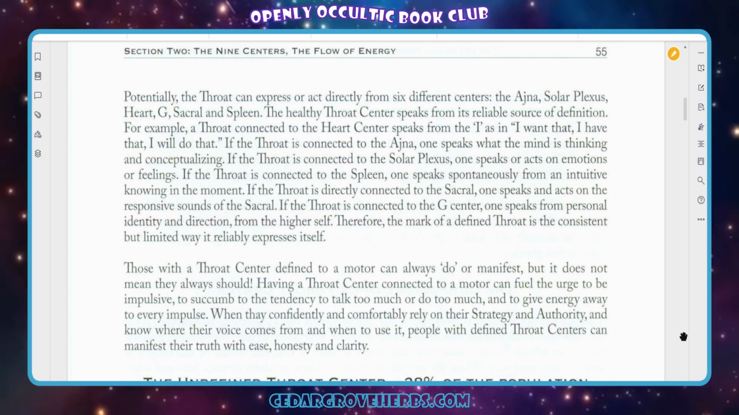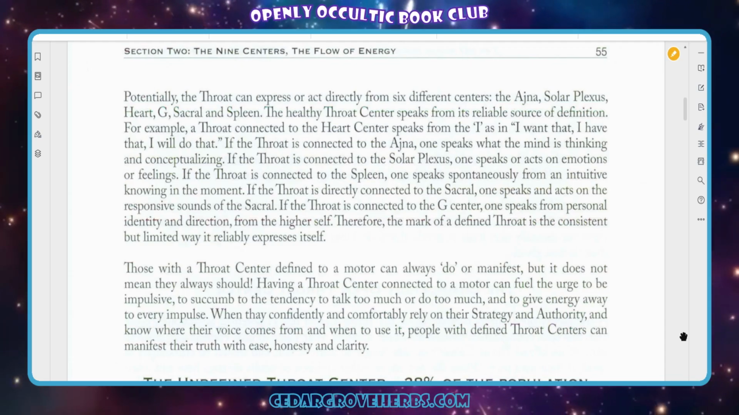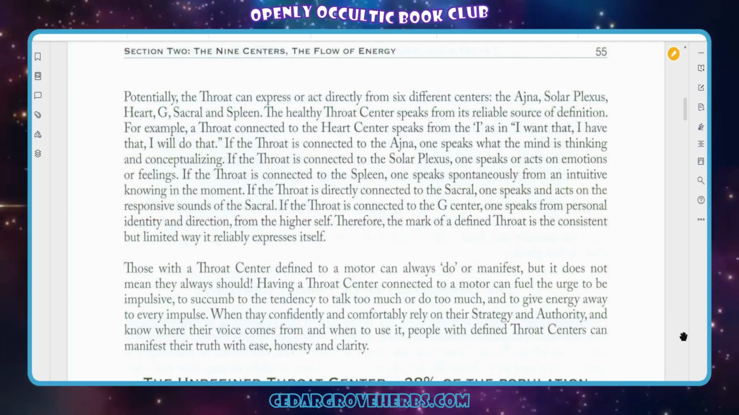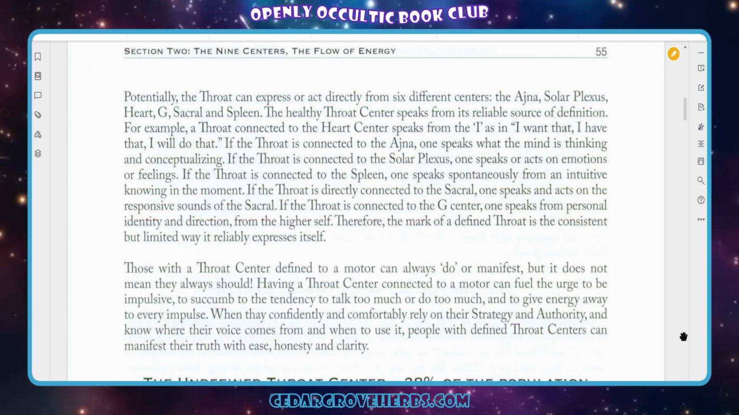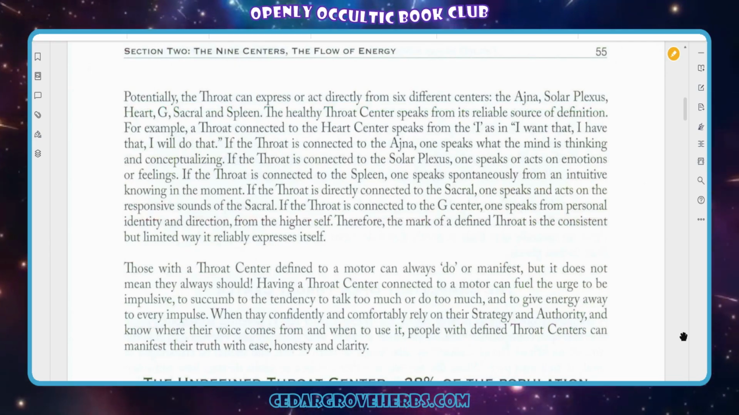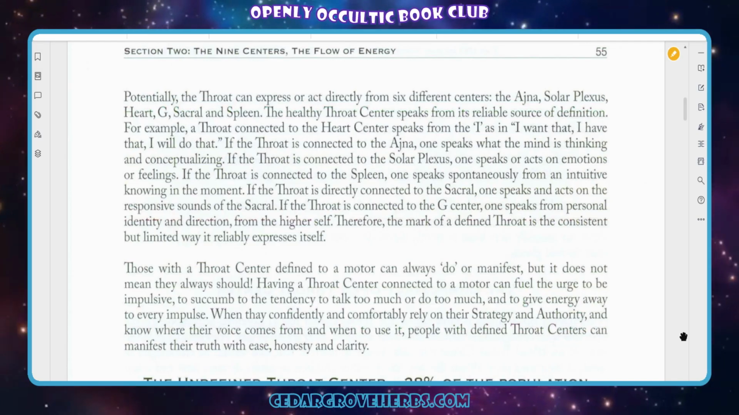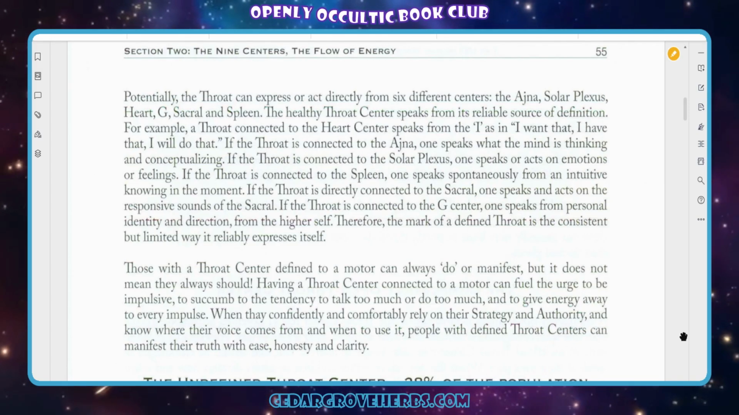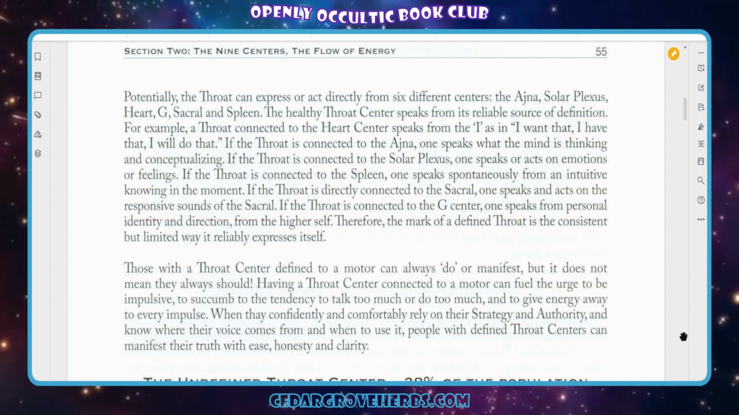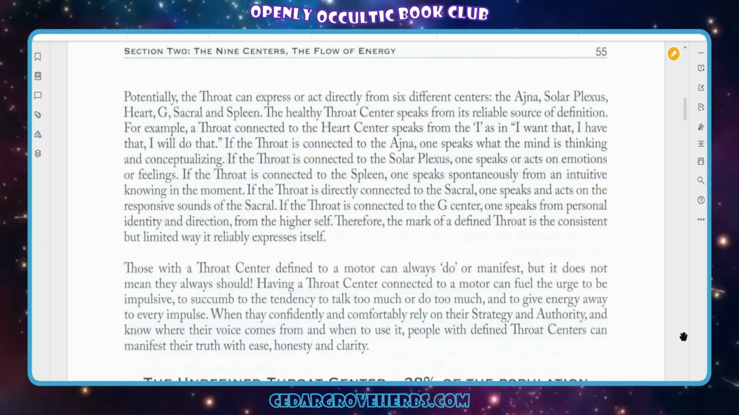And if the throat is directly connected to the sacral center, one speaks and acts on the responsive sounds of the sacral. If the throat is connected to the G center, one speaks from personal identity and direction from the higher self. Therefore, the mark of a defined throat is the consistent but limited way it reliably expresses itself.